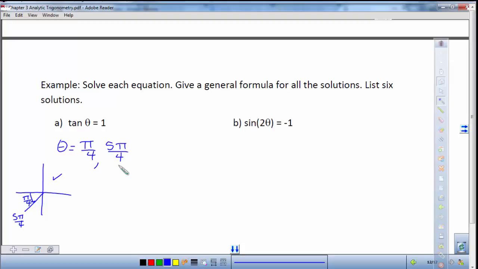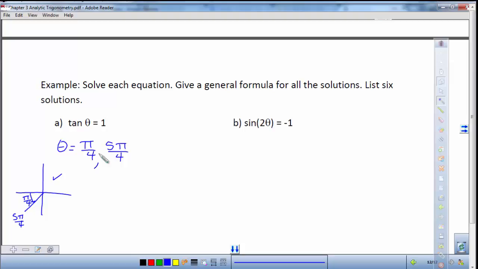Okay, but we know tangent has a period of what? Pi, right? So every pi, we're going to come back to something that's coterminal and would be a solution. We already see that because we went from pi over 4 to 5 pi over 4, right? The difference is just what? Pi, right? The next answer would be 9 pi over 4, and then 13 pi over 4.